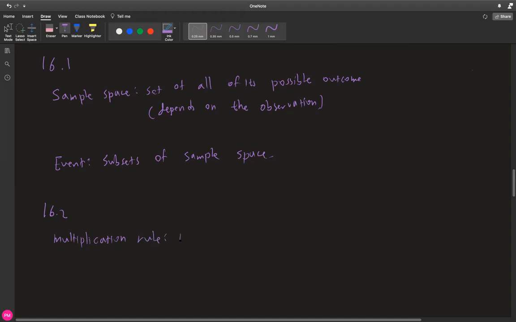If there are m ways to do, let's say, an event x, and n ways to do y, then there are m multiplied by n ways to do x and y together.